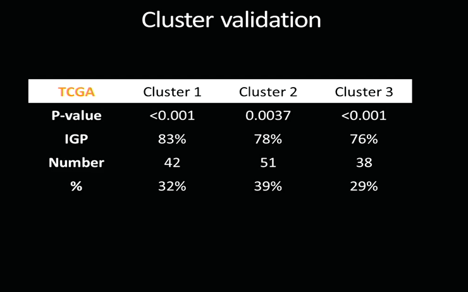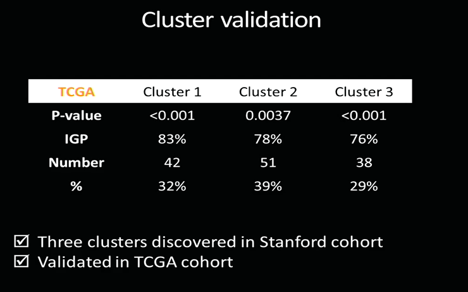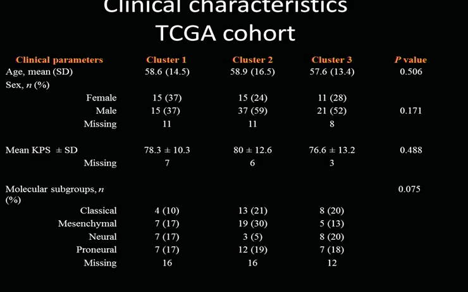Here you can see the results of the IGP test. Essentially for each of the 3 clusters, we could show that the p-value of this test was very significant, and the in-group proportion statistic was high. We also saw that the clusters had more or less the same proportions of patients in the TCGA cohort versus the Stanford cohort. Cluster 2 is slightly larger, with 40% of the cases versus the 2 other clusters. So this allows us to validate these clusters, and that they also exist in this second cohort.